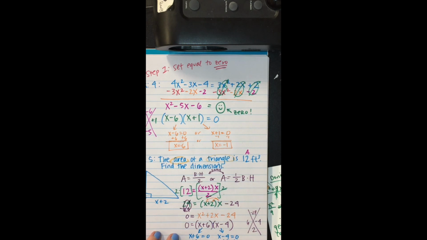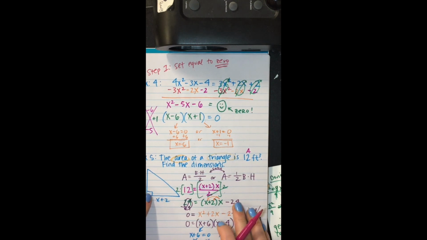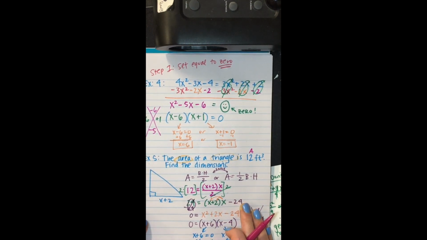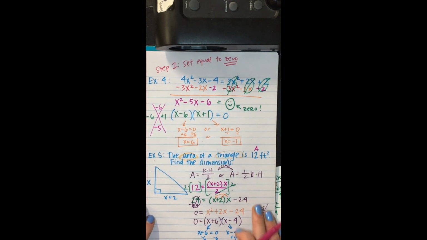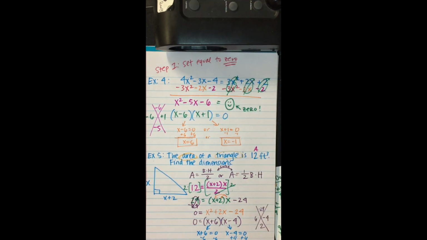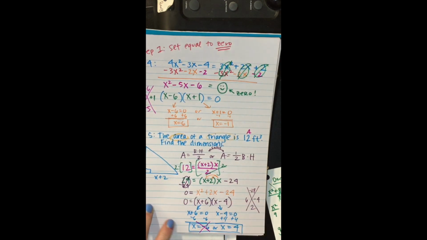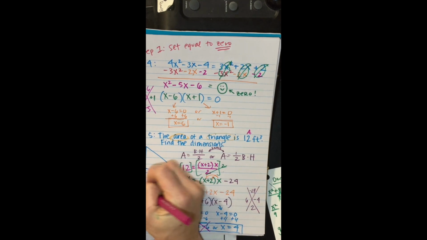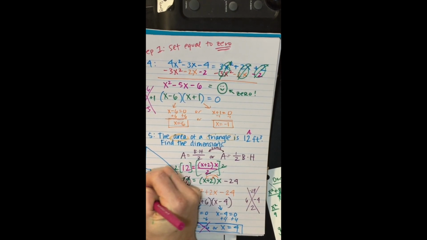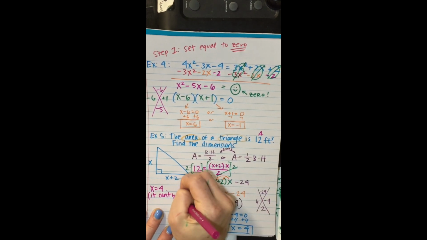We're going to cross this out because a dimension cannot be negative. I can't have a negative height be x. So what I'm going to do is say, okay, oops, you guys can't see. There we go. I'm going to cross out the negative 6 and say that x is equal to 4 because it can't be negative.